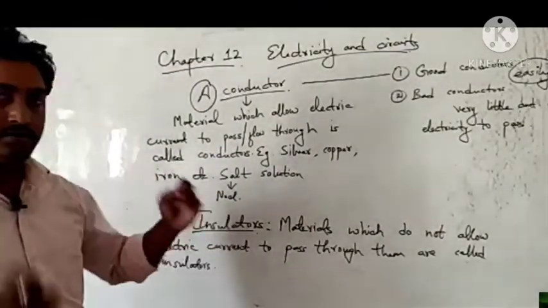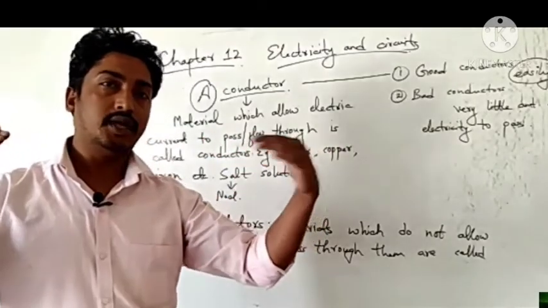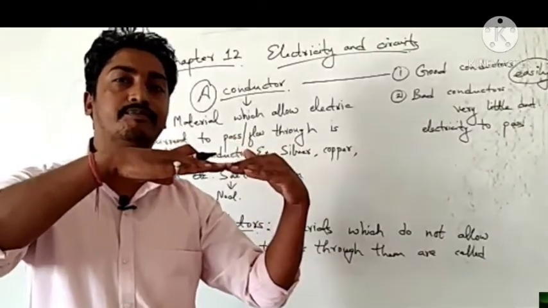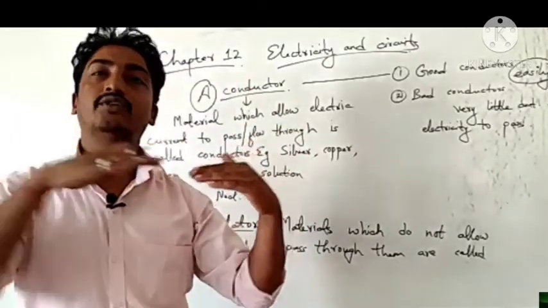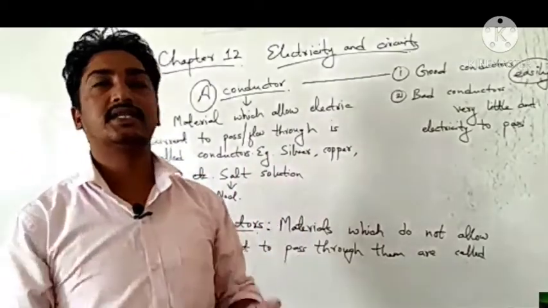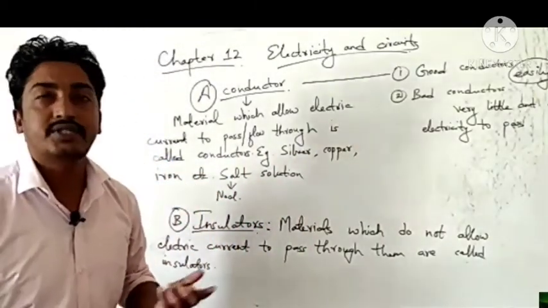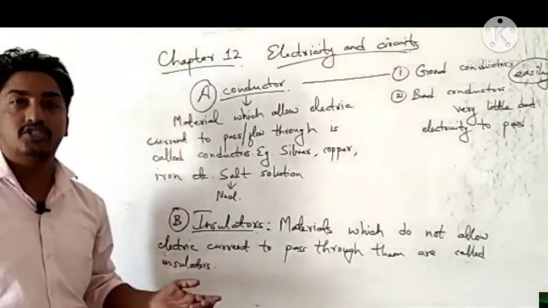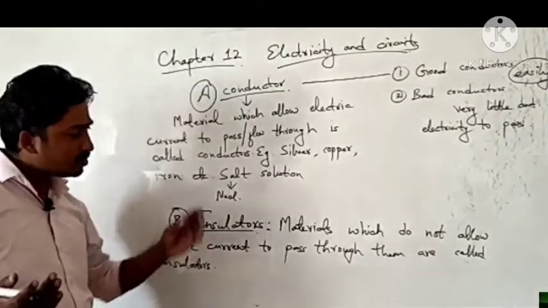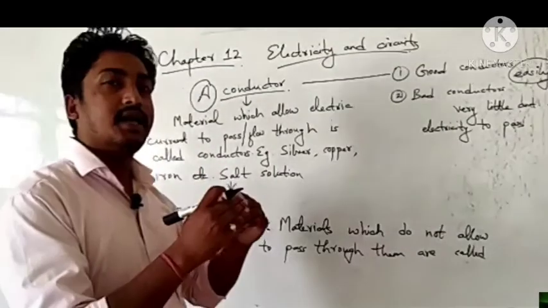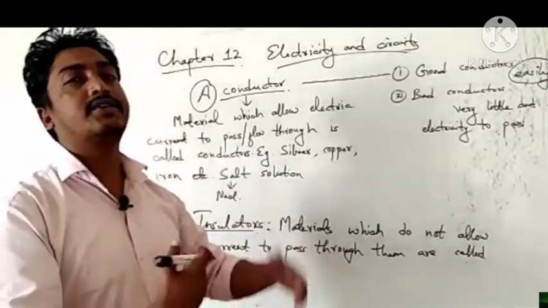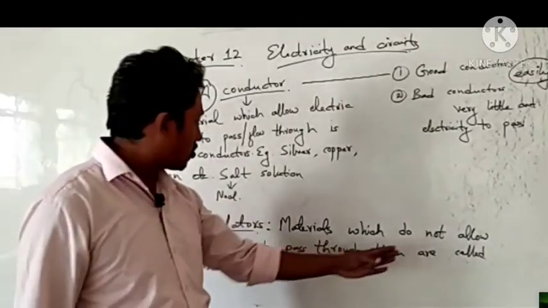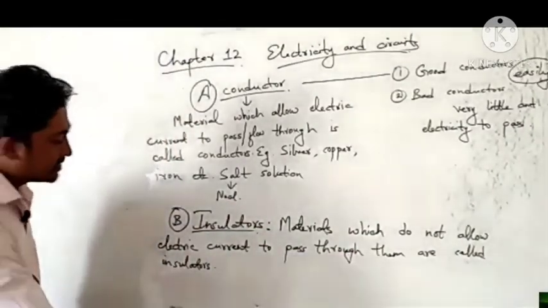If you put two wires, flow the electricity, and there is an insulator in between them, the current will not pass through. It acts as an obstacle, or it can also act as a switch. But if you remove that insulator and connect the two wires, electricity can again flow easily. So materials which do not allow electric current to pass through them are called insulators.